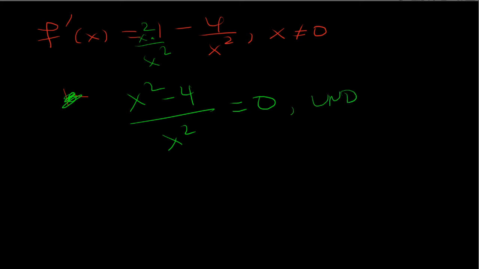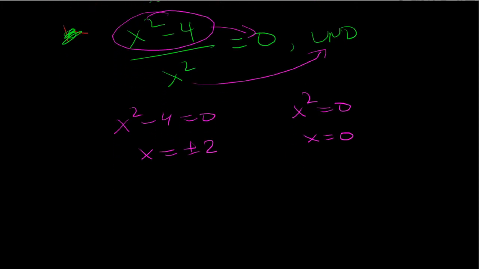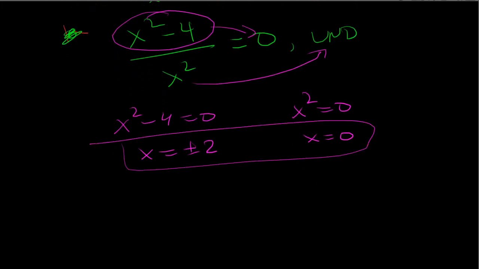The 0 part is always the numerator, and undefined is the denominator. If we set x squared minus 4 equal to 0, we obviously get that x is equal to plus or minus 2. And if we set x squared equal to 0, we get x is 0. These are our critical points, first of all. Now we can use a first derivative test to classify them.